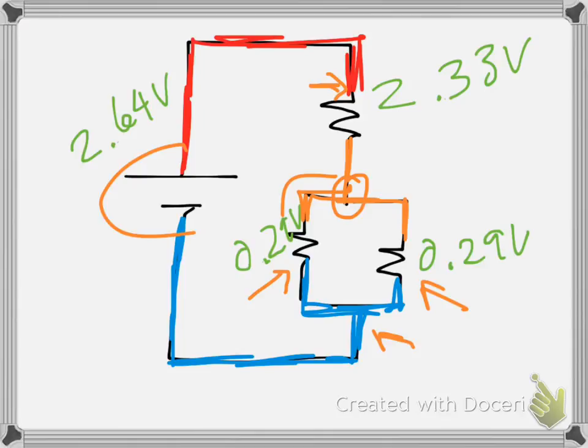But this is showing us that if we move from a red to a blue, then we should end up having 2.64 volts of energy lost. And then we go from the blue to the red back to the battery, and so we gain that 2.64 volts back.